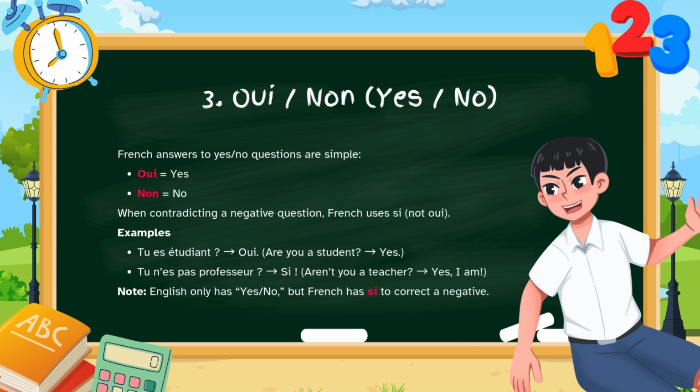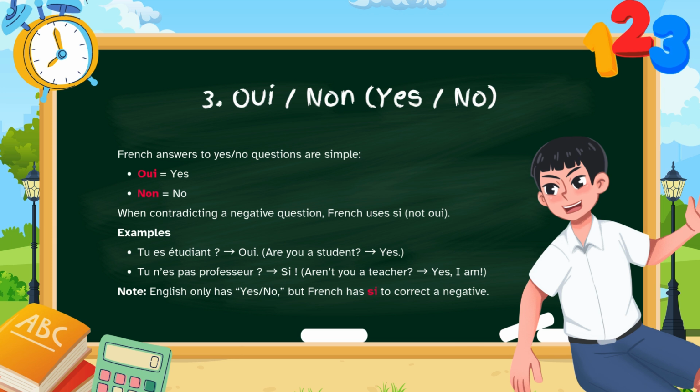So remember this rule. Oui equals yes, non equals no. Si equals yes, but only to correct or contradict a negative question. In English, we only have yes and no, but in French, there's a third way to say yes, si, to make your answer stronger or to correct someone.